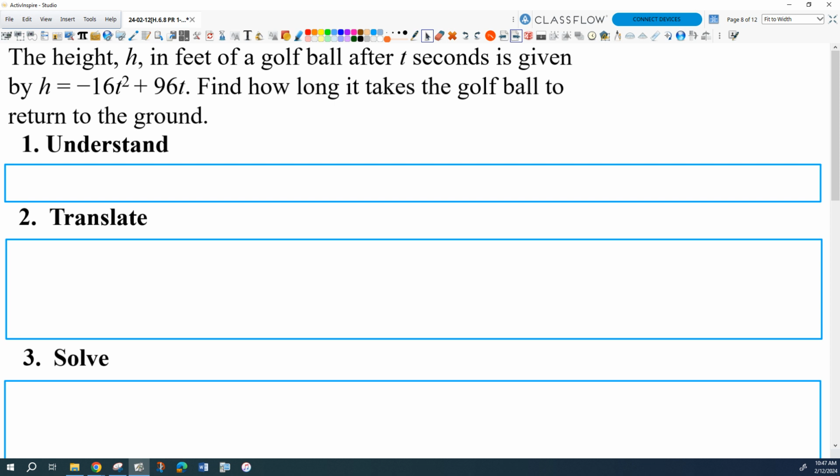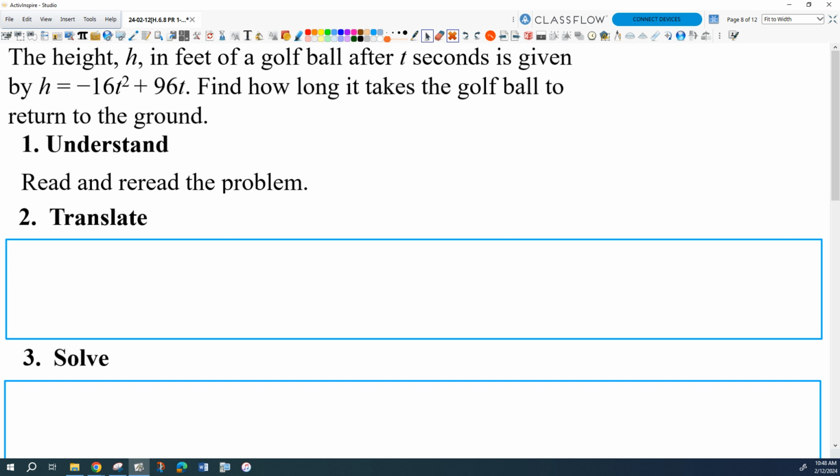All right, so now an application, right? So what about something like this? The height, in feet, of a golf ball after t seconds is given by this function. Height h equals negative 16t squared plus 96t. Find how long it takes the golf ball to return to the ground. Okay, that doesn't sound like math. What do we have to do here? Stopwatch. I mean, what do we do here? I guess the first step is we just have to figure out what's going on. So read and reread the problem.